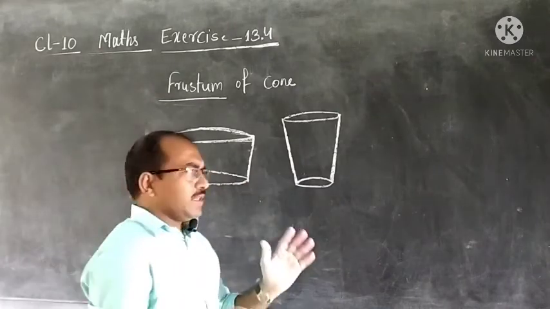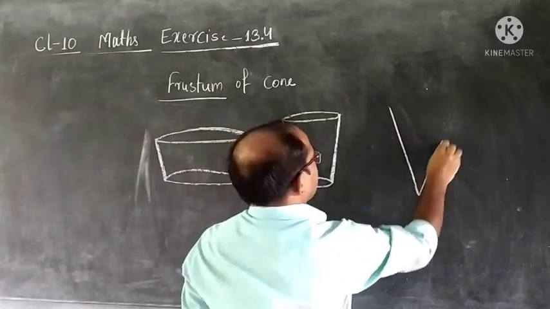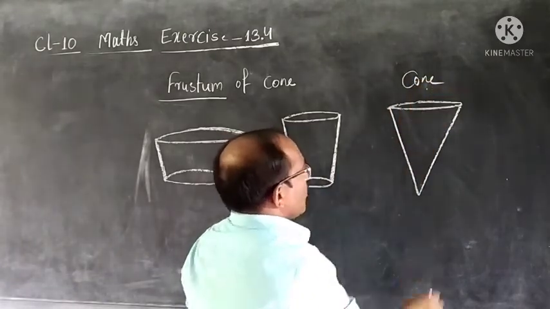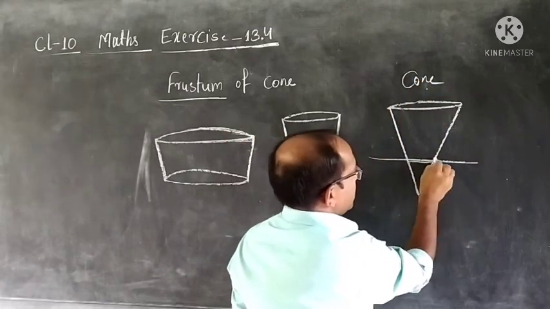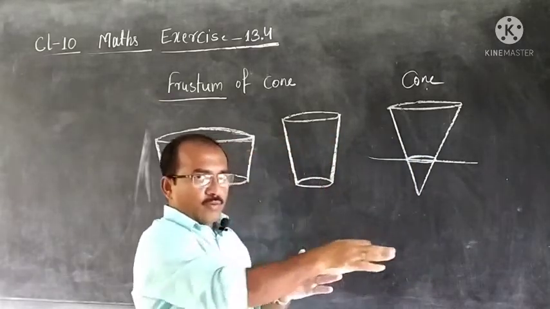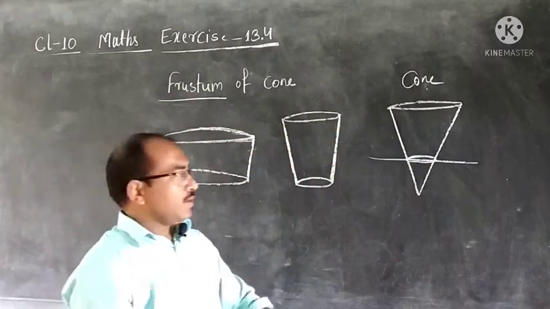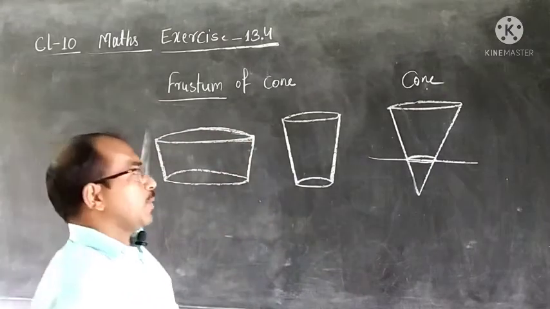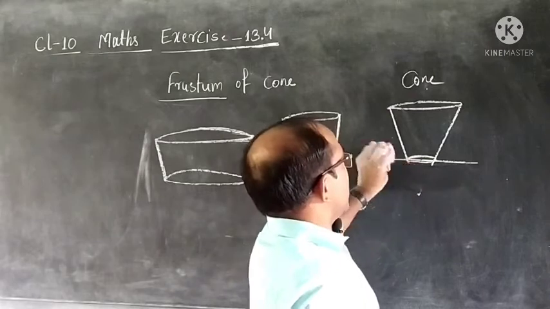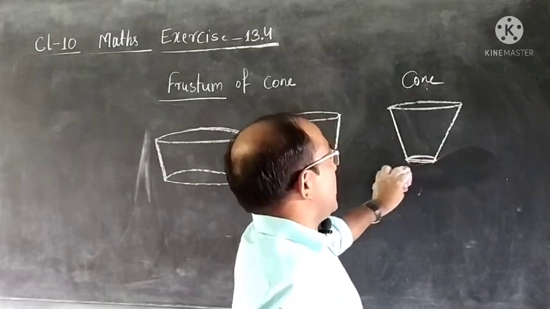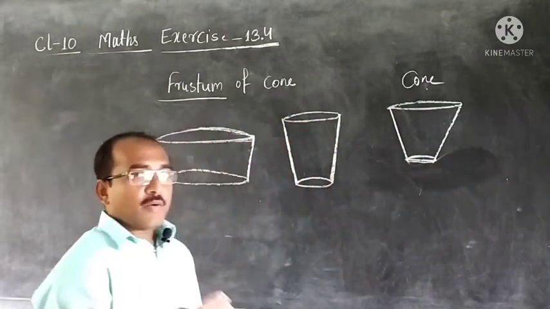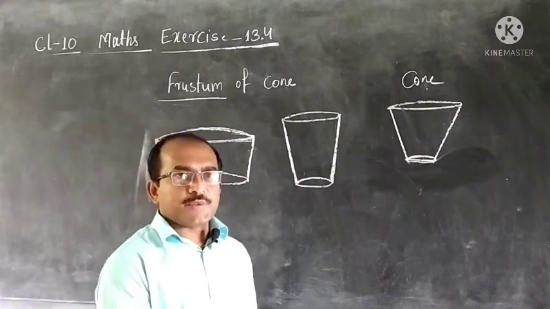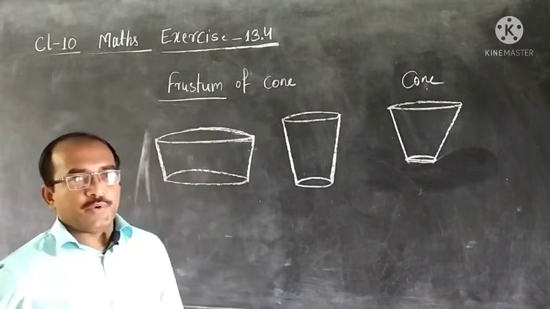How is it obtained? Just imagine that we have a cone. This is a cone. When the cone is cut parallel to its base from a point, this part is removed. When the cut part is removed, we get this shape, and this kind of object we have: our bucket, glass tumbler we drink water in, sometimes some caps, all will be of this shape.